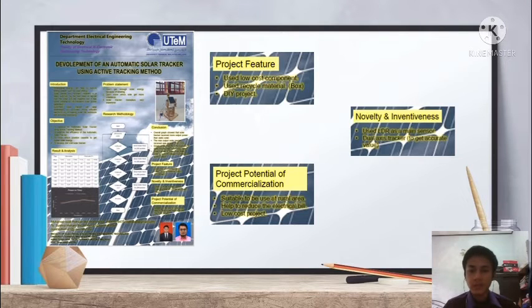For novelty and inventiveness, of course, this project uses a sensor, which is the LDR sensor, and this project also uses the dual axis tracker method to get accurate values. And lastly, for the project's potential for commercialization, this project is suitable to be used in rural areas, where it helps to reduce the electrical bill, and this project is also low cost.